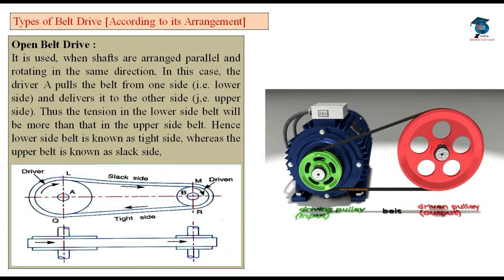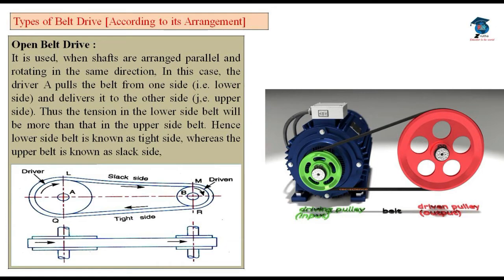So now we discuss the open belt drive. It is used when shafts are arranged parallel and rotating in the same direction. Tension in the lower side of the belt will be more than that of the upper side. Lower side tension is called the tight side, whereas upper side tension is called the slack side tension.